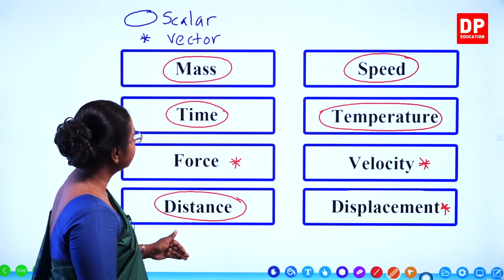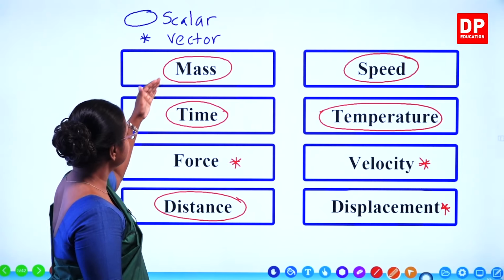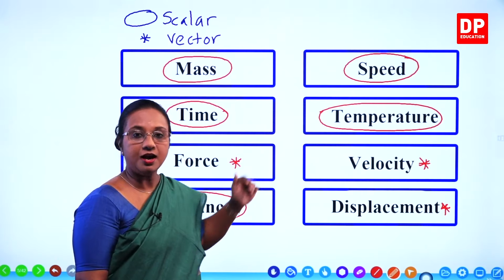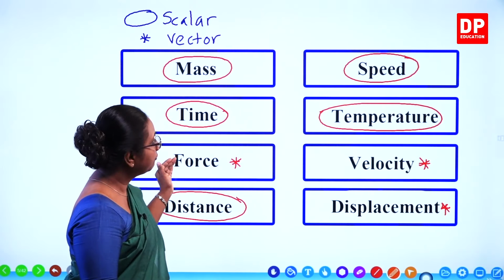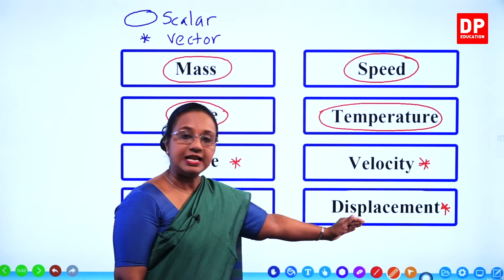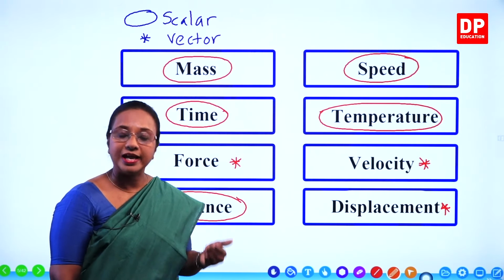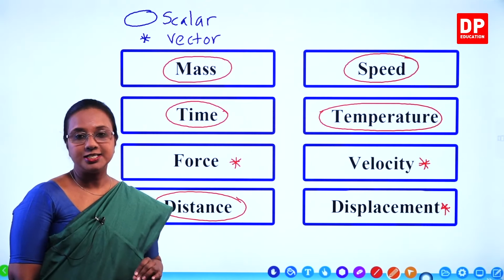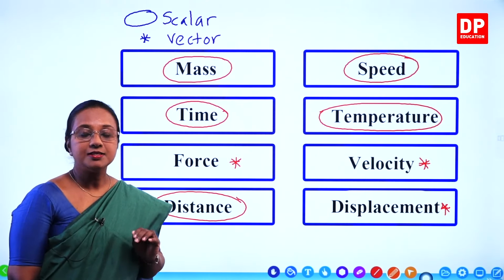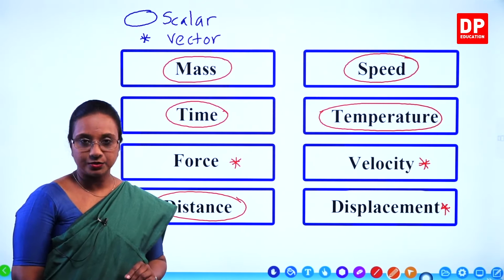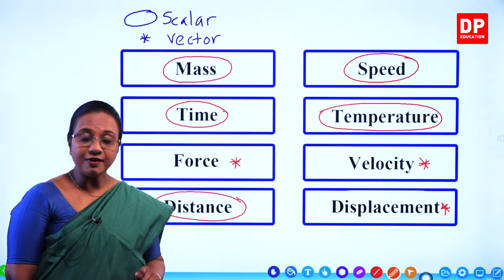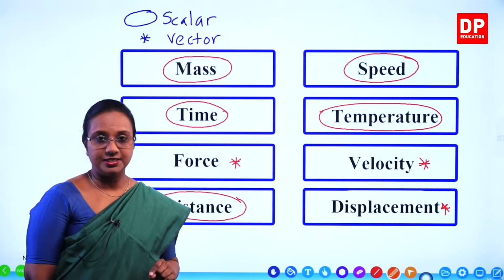So as you all can see, to summarize, mass, time, distance, speed and temperature are scalar quantities. Force, velocity and displacement are vector quantities. So I hope you all have got a good understanding about what scalar quantities and vector quantities are. With that in mind, we will see how we will be defining these two quantities.